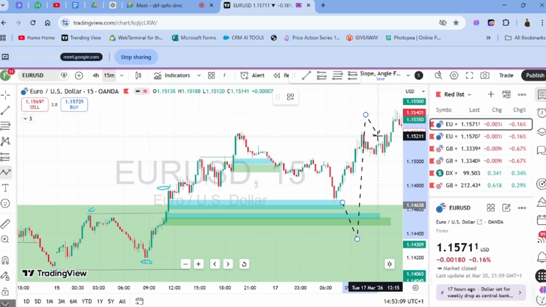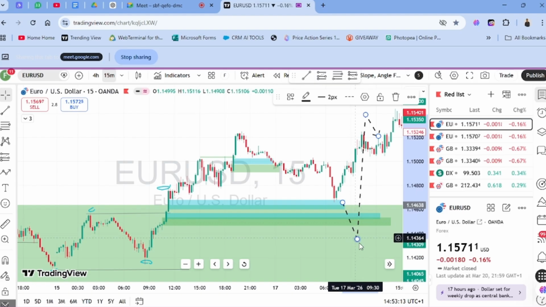And these are signs that the big money was involved. They came here, they took out the liquidity they wanted, and then immediately the market shot back up and broke the previous structure. When you see this, this is an example of the market using a demand level for a liquidity sweep. And I've seen this one too many times.